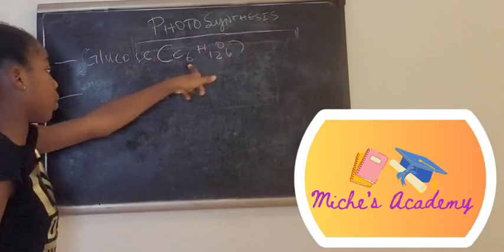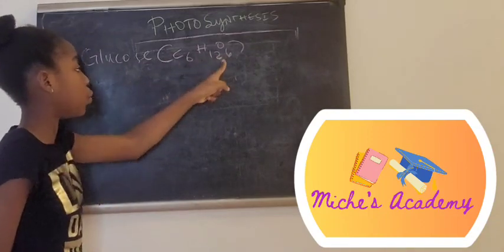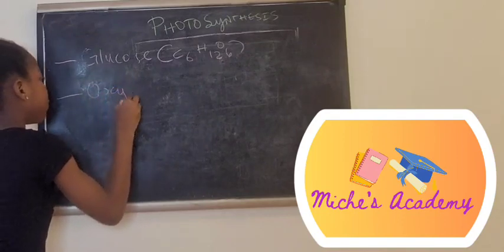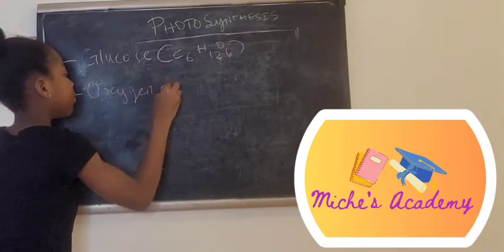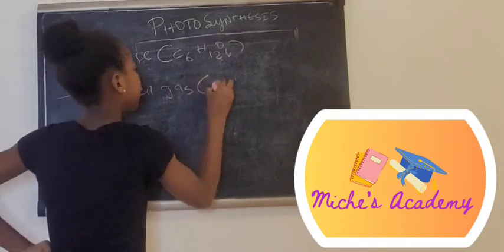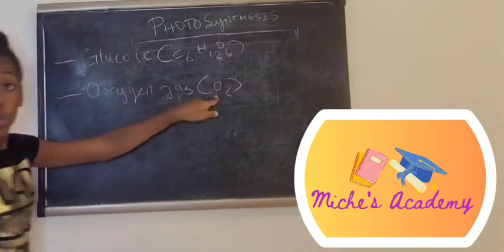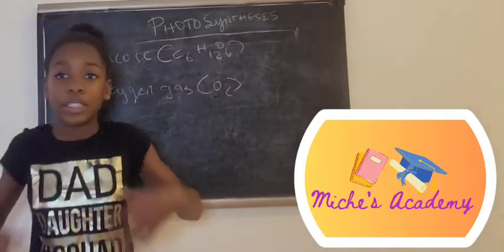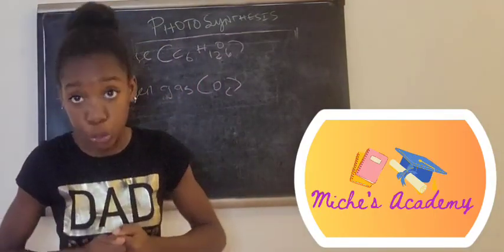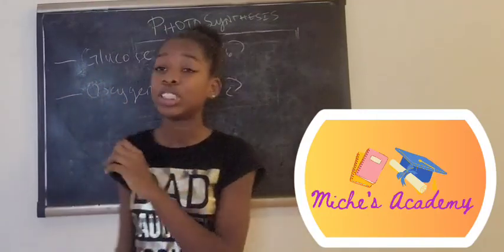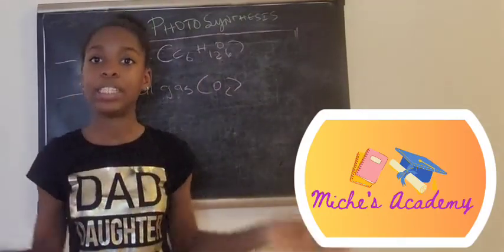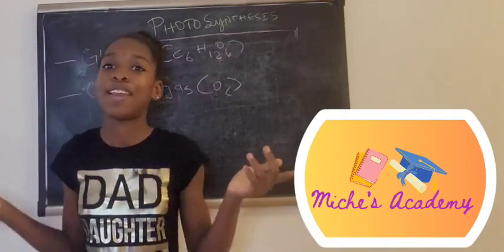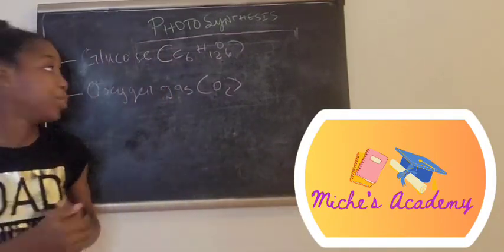Now you can see the compounds C6H12O6 and O2. That glucose sugar is what the plant mostly consumes. Meanwhile, the oxygen is just breathed out by the plants, which is what we breathe in. That is why people say staying next to plants is good for you.